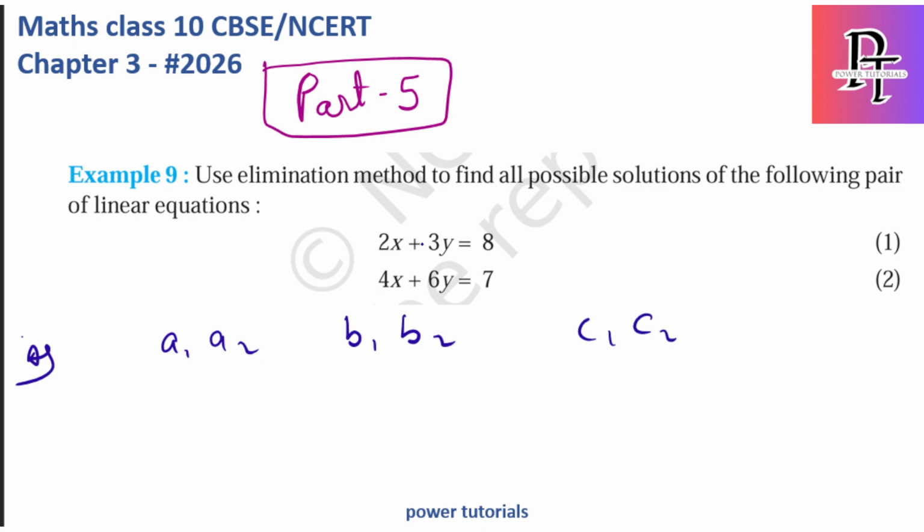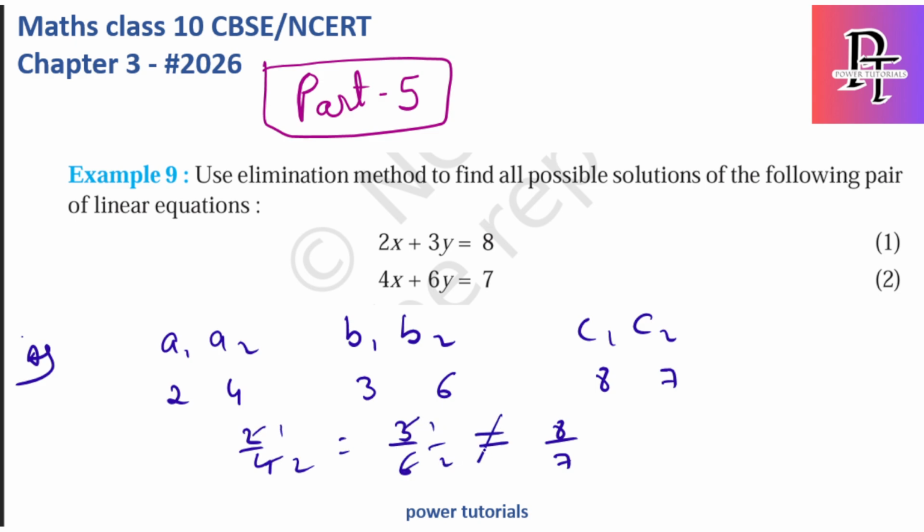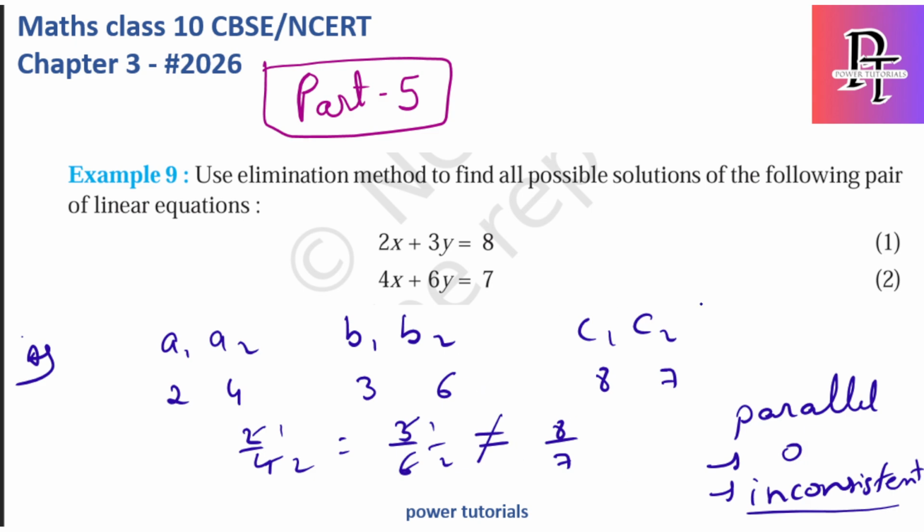Let's find the values. a1, a2 are 2 and 4, which are the x coefficients; b1, b2 are 3 and 6, which are the y coefficients; and c1, c2 are 8 and 7, which are the constants. a1 by a2 is 2 by 4, b1 by b2 is 3 by 6, and c1 by c2 is 8 by 7. 2 by 4 is 1 by 2, and similarly 3 by 6 is also 1 by 2. If a1 by a2 is equal to b1 by b2 and not equal to c1 by c2, the lines are parallel. If the lines are parallel, what is the number of solutions? 0. Why? Because parallel lines are inconsistent. So here itself we can say that the lines are parallel and there is no solution.